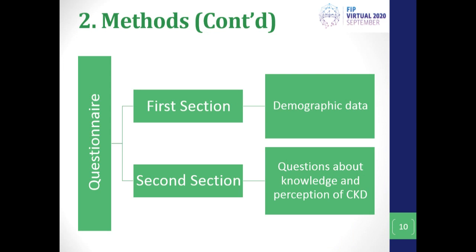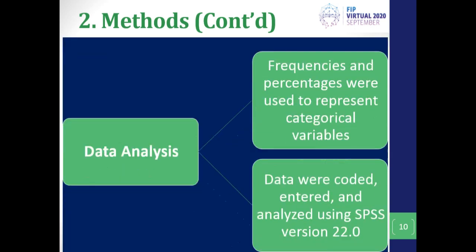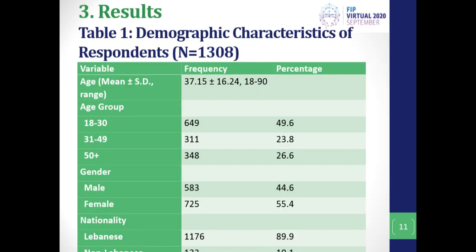This questionnaire consisted of 2 main parts. The first section was composed of questions about demographic data, whereas the second section concerned questions about knowledge and perception of CKD. Frequencies and percentages were used to represent categorical variables, and then data were coded, entered, and analyzed using SPSS version 22.